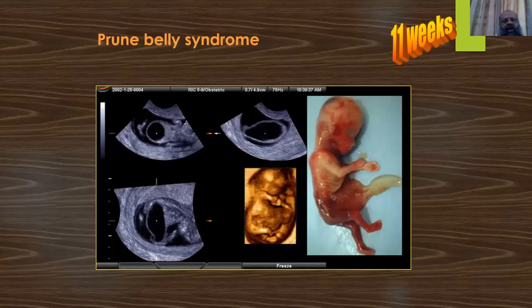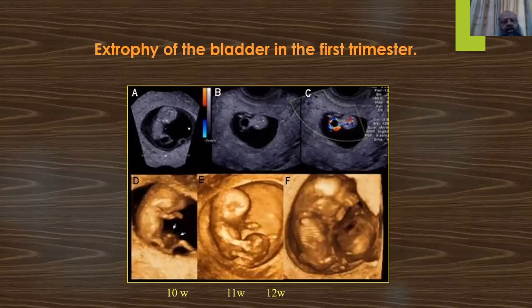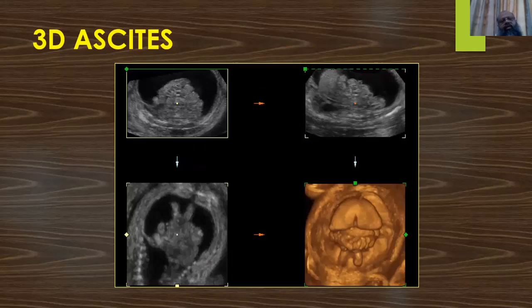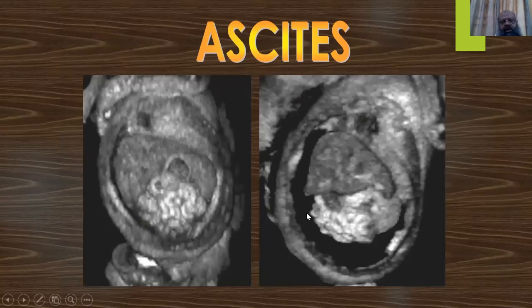This was a prune belly syndrome, in which you can get a large urinary bladder which is visible, and along with that there will be omphalocele. Fetal ascites, in which there is a lot of fluid. This is ascites.